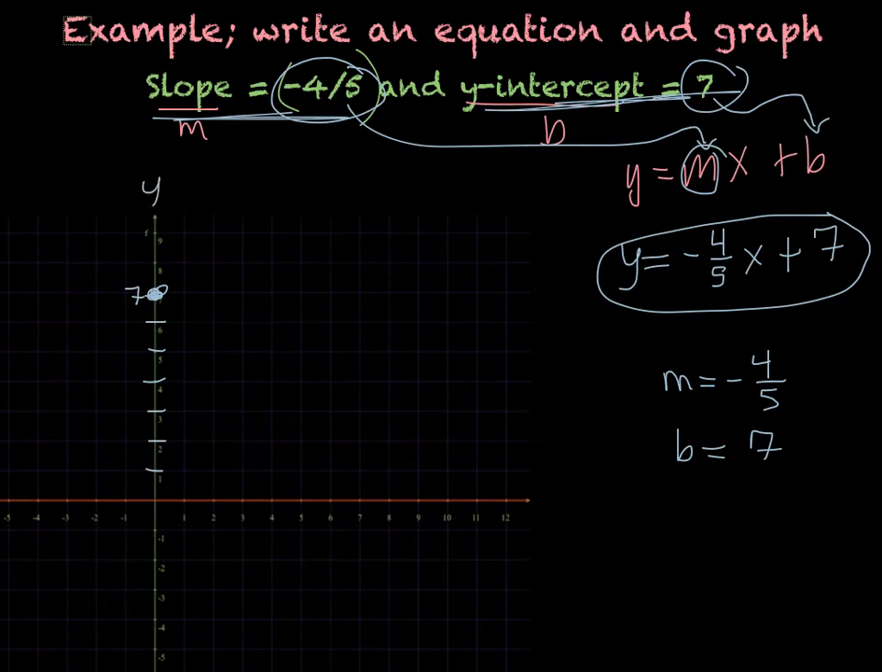Because this is my y-axis, you go up 7 on the y-axis, and then you're going to go negative 4/5. The negative implies you're going to go down and to the right. So down and then over. So down 4: 1, 2, 3, 4, and over 5: 1, 2, 3, 4, 5.